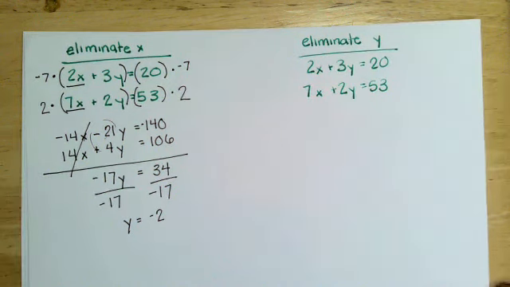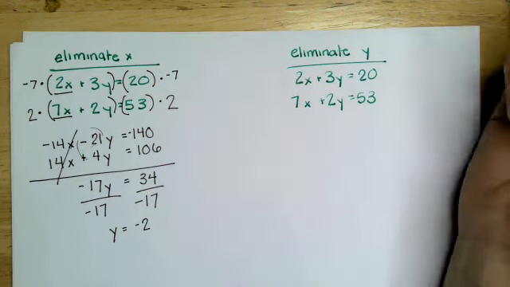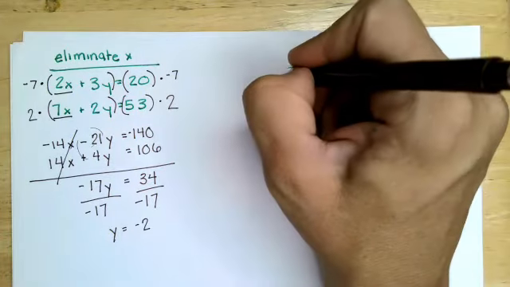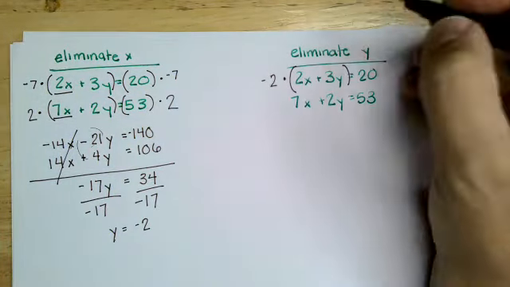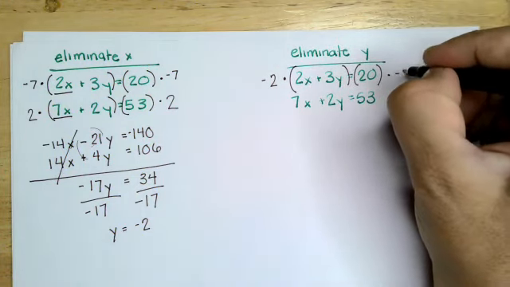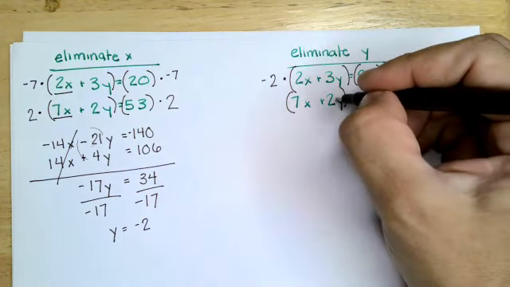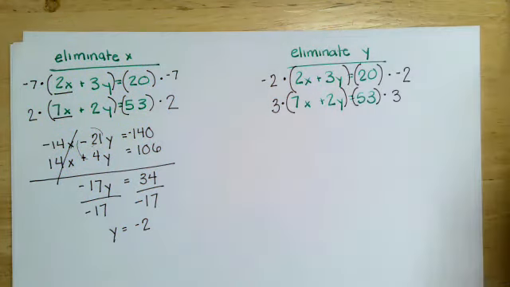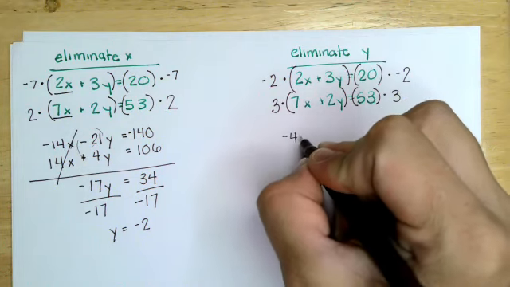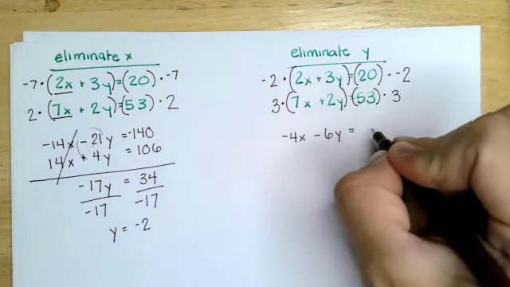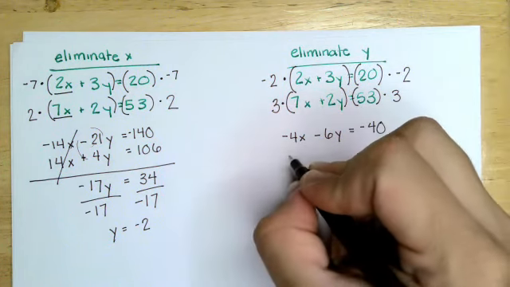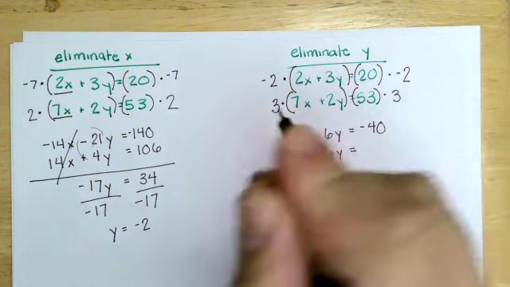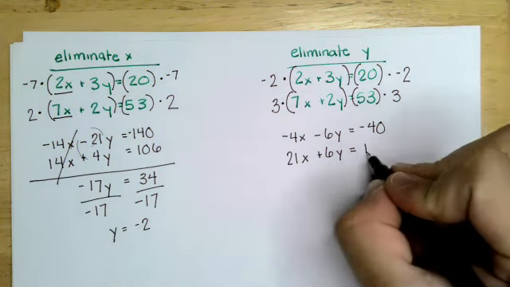Here I'm going to eliminate y. One y is a positive 3, the other y is a positive 2. So we have to use the number 6. To get to 6, I need to multiply by 2, and I'll just make it a -2 because one needs to be negative. Down here, to get a 6 out of 2y, I need to multiply by 3. Okay, so now I have -4x minus 6y equals -40. 3 times 7 is 21, right? 21x plus 6y equals 53 times 3 is 159.